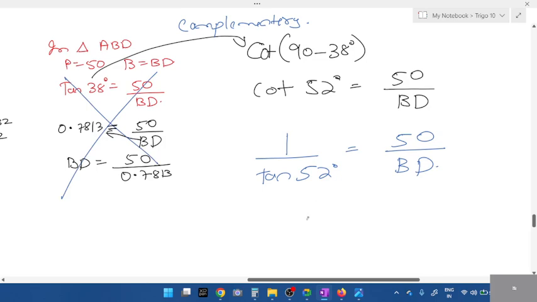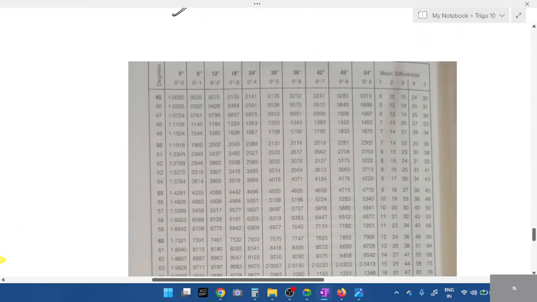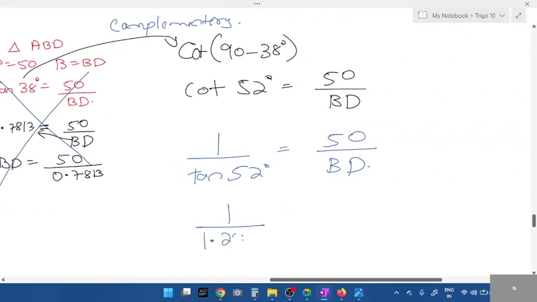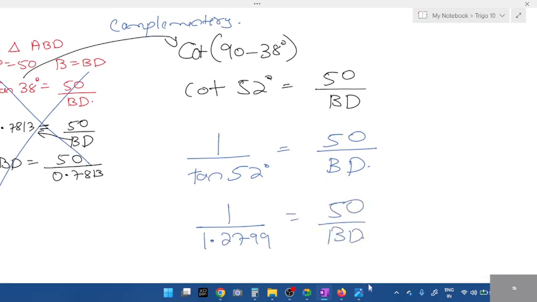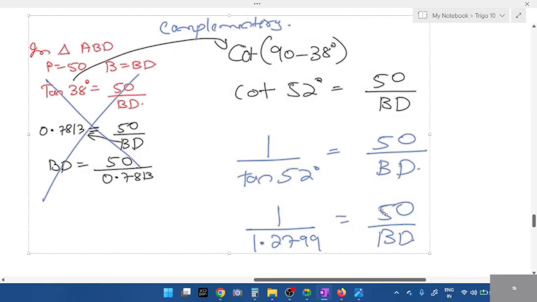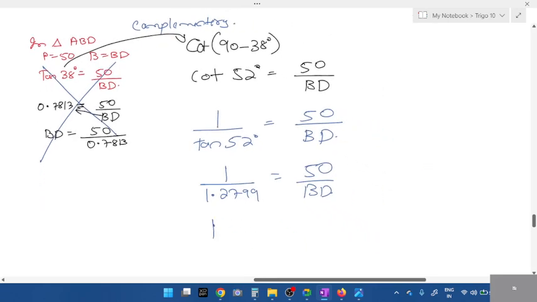This is the conversion. Now look here, check the table and tell me what is tan 52. What is tan 52? 1.2799. 1.2799 is equal to 50 divided by BD. If you want to find BD, what happens to 1.2799, students? Multiply. Isn't it easy to solve now? BD is equal to 50 into 1.2799. This is how you convert. Now it is easy to calculate the BD value.